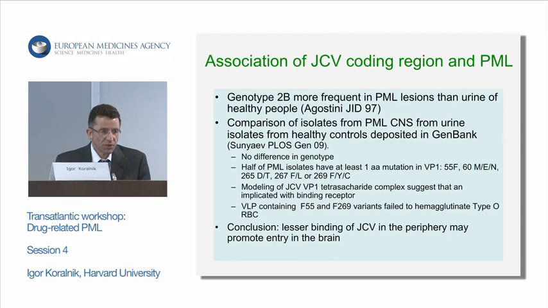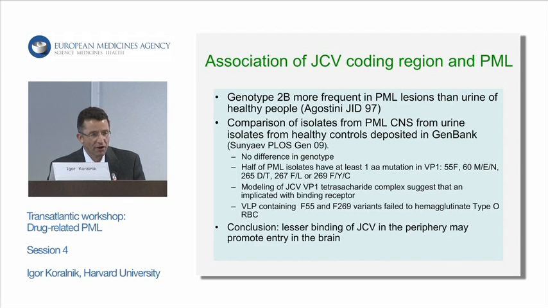Now, over the years, people have tried to associate different genotypes with disease activity. For example, way back in 1997, these researchers looked at that issue and found that genotype 2B was more frequent in PML lesions than in the urine of healthy people. But they were looking at the virus from PML patients in the brain and compared it with the urine of healthy people, not with the urine of the same PML patients.